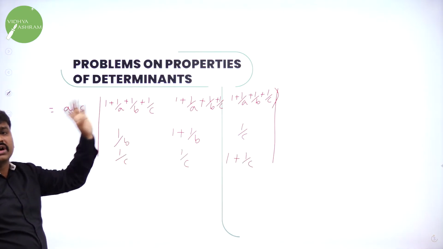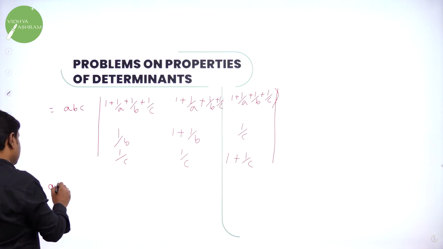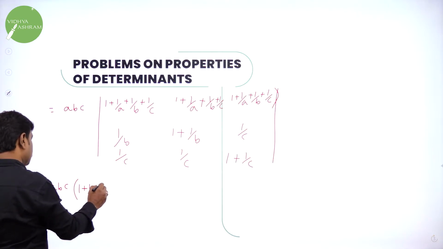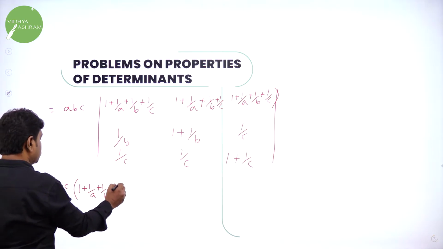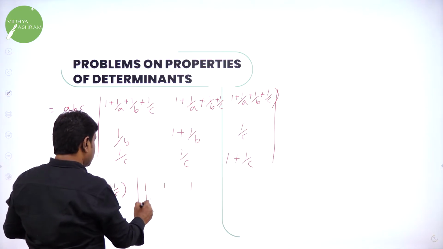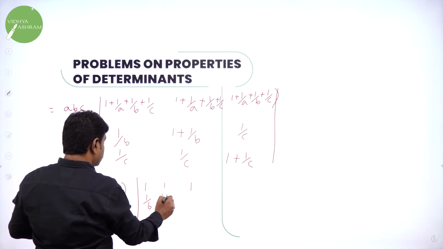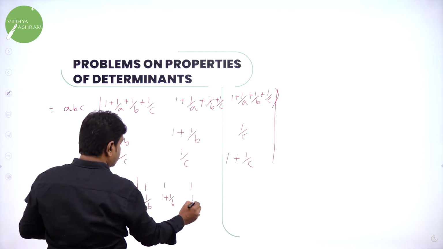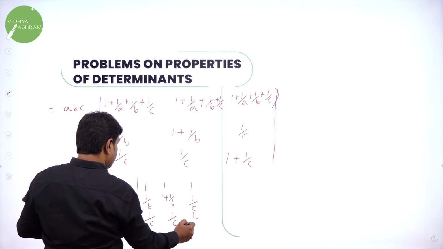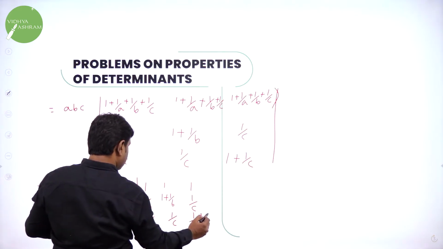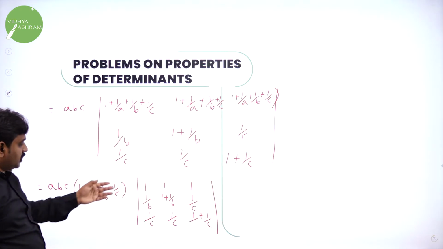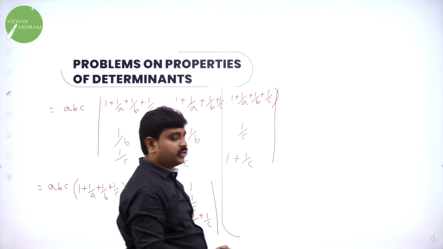Now from the first row, what can you take common? ABC into, from the first row I will take 1 plus 1 by A plus 1 by B plus 1 by C. And if I take that, I will be left with 1, 1, 1; 1 by B, 1 plus 1 by B, 1 by B; then 1 by C, 1 by C, 1 plus 1 by C. Now perform column transformation or subtract, then you expand, and you will get the answer.